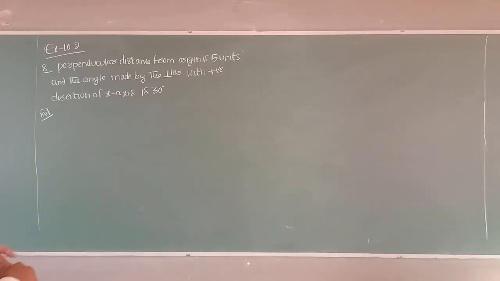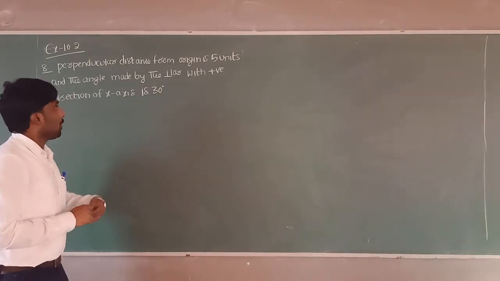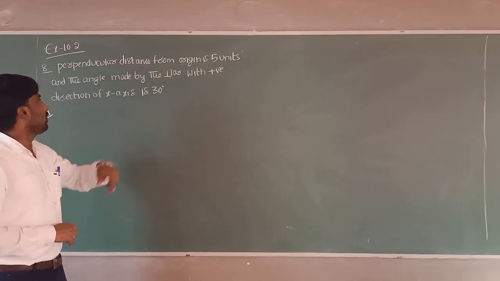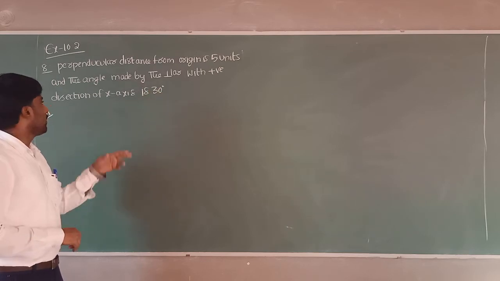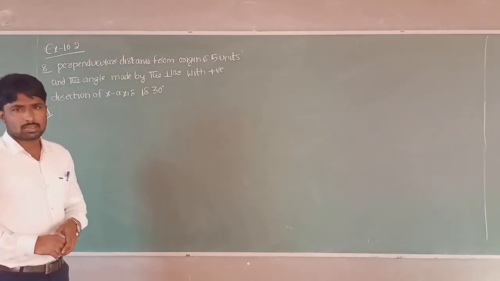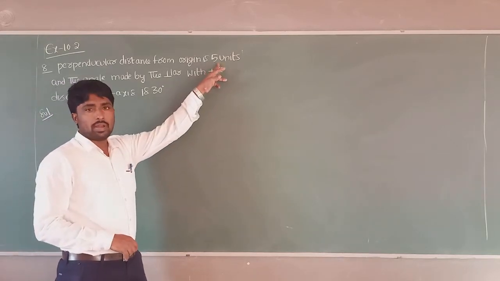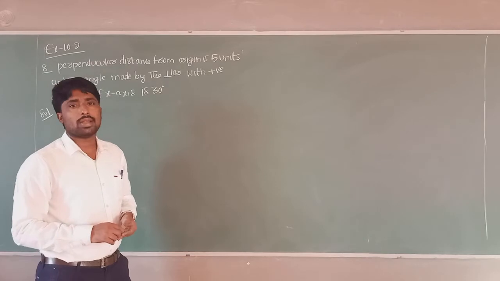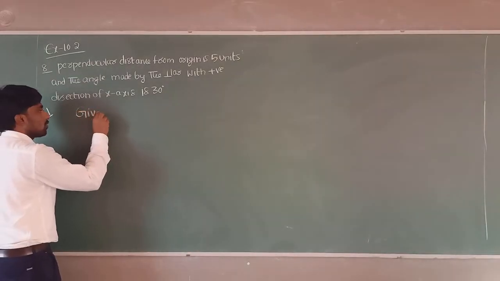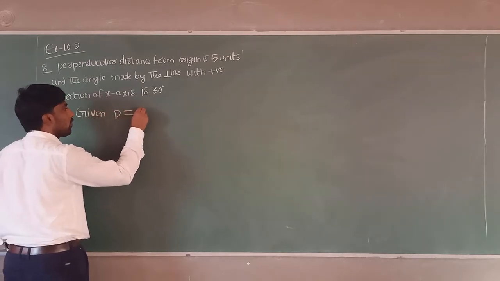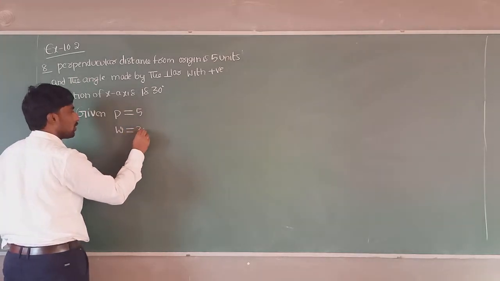Now students, I am explaining one problem based on the normal form of a straight line. You see here, the perpendicular distance from the origin is 5 units, and the angle made by the perpendicular with the positive direction of the x-axis is 30 degrees. Indirectly, they mention p equal to 5 and omega equal to 30 degrees. So given p equal to 5 units, omega equal to 30 degrees.